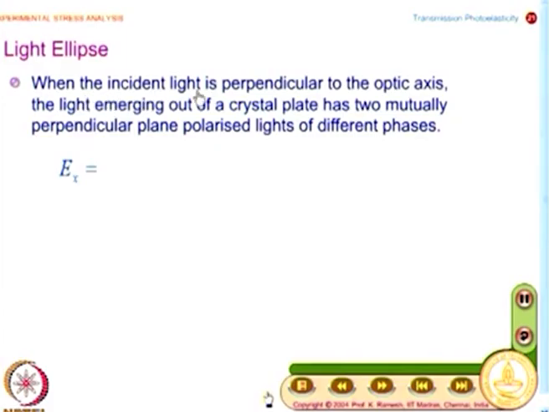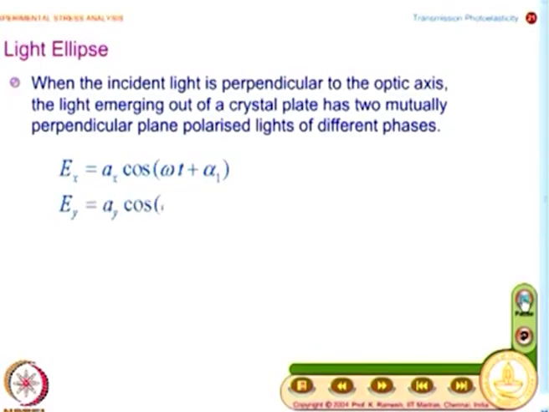When the incident light is perpendicular to the optic axis, the light emerging out of a crystal plate has two mutually perpendicular plane polarized lights of different phases. This is what you have to understand. That they have different phases is very important, and you represent the light waves like this.